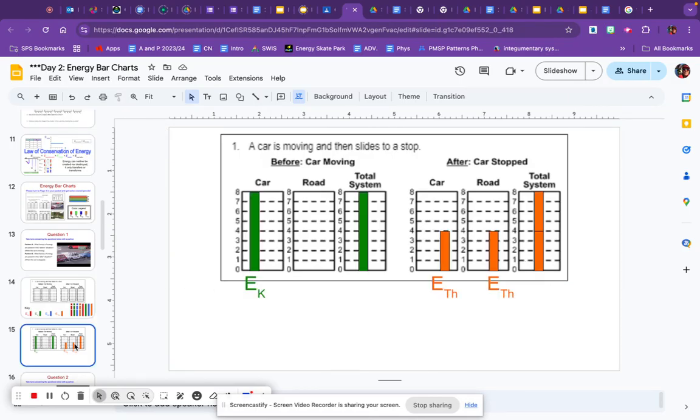I'm going to continue. So these are the answers. While the car is moving, it's all kinetic. The total system is 8. Note that this system is 8, and the system that we used with the skateboard was only 6. Okay, so when we come after, we have thermal, because heat was created when the car was skidding into its parking spot, and the road was half. So that was 4 on each, and they both equal 8.